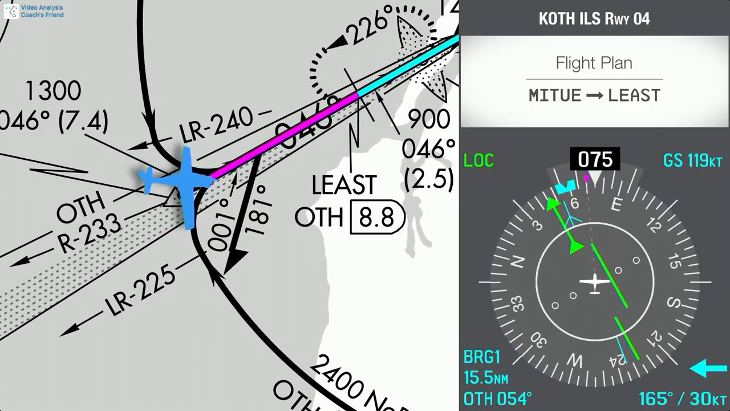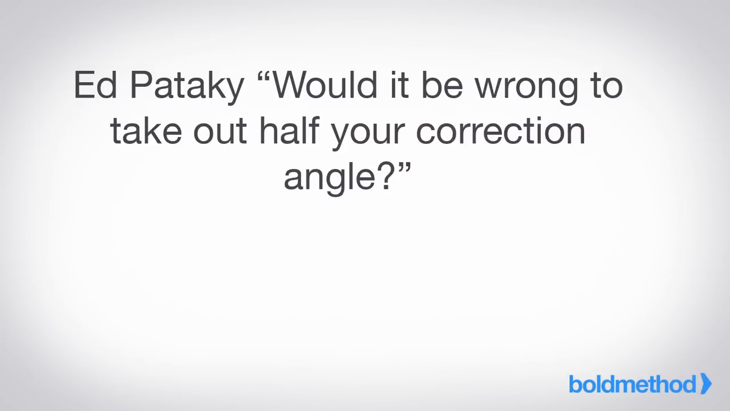Okay, let's talk about correcting for wind, because oh, looks like we have a question. So we'll start with that. Okay, and the correction can or cannot have to do with wind here. It comes from Ed, and he says, I think this is a good example of if you're inside the arc and you're trying to get yourself back, would it be wrong to take out half of your correction angle to get yourself back on the arc? That's a great rule of thumb.